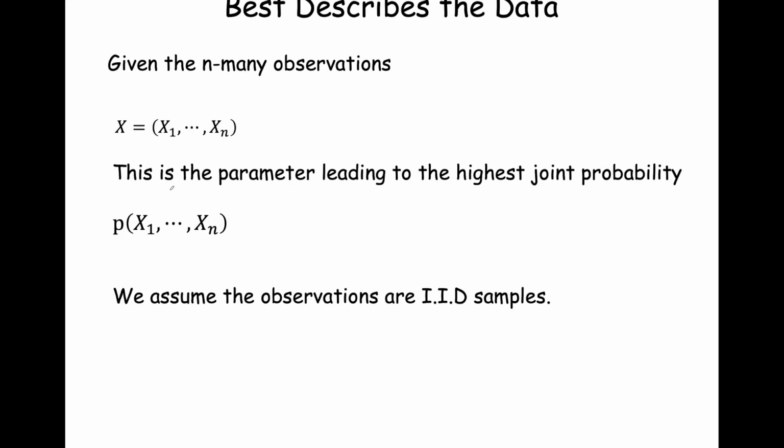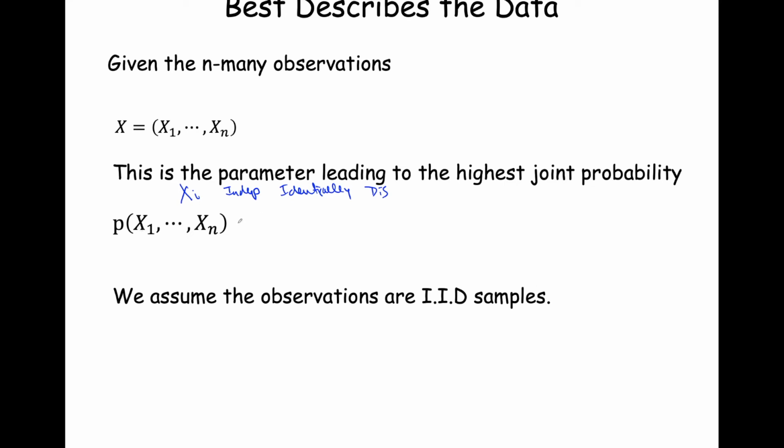It says that if each of the xi, or samples, is independent and identically distributed, that means each of these is independent.